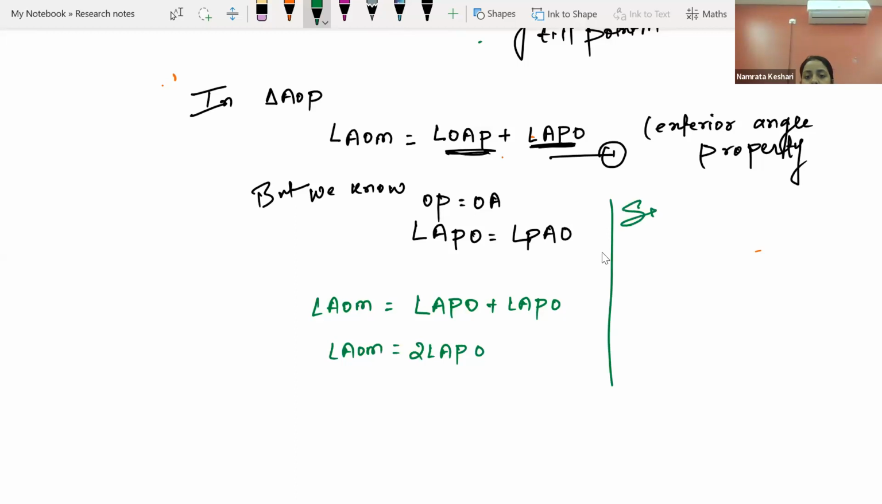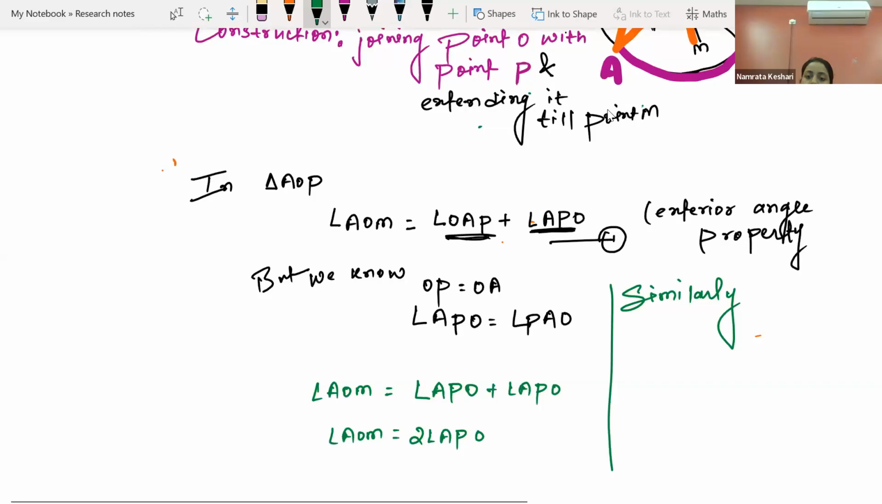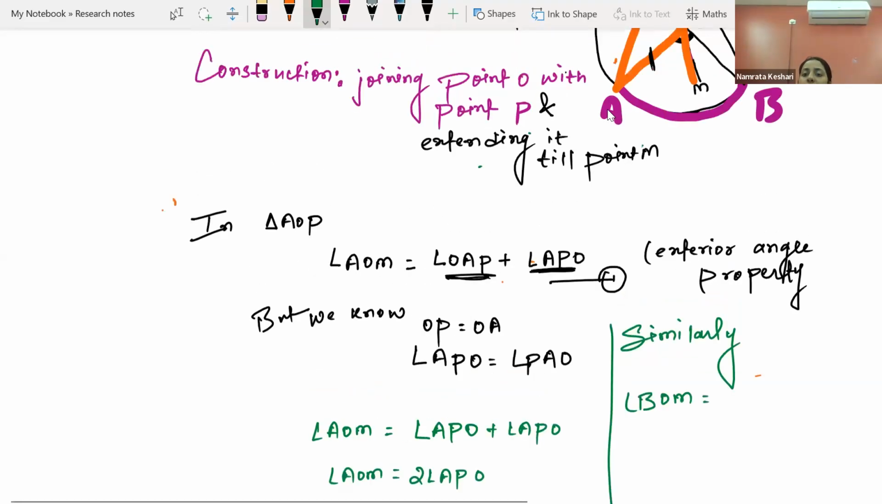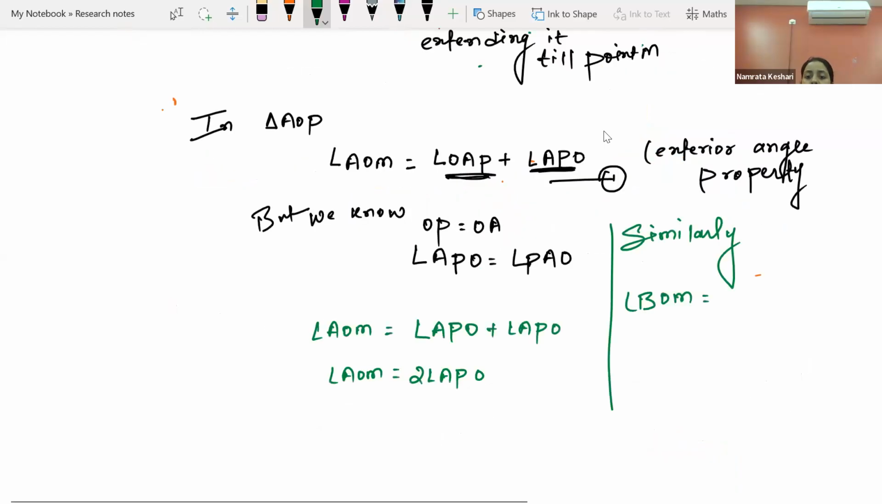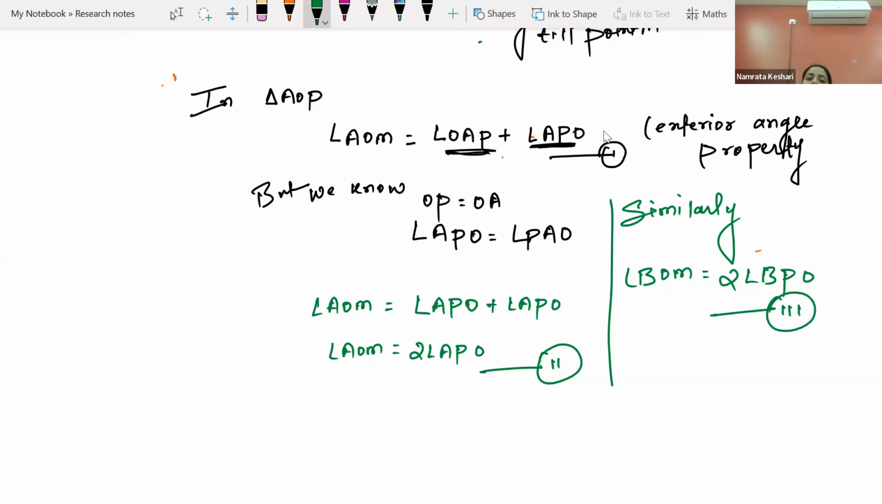Similarly, now we don't have to give that much brief. Directly we can write. This angle BOM is equal to 2 times of this one, right? Because the other triangle is exactly the same, right? BPO, can we write it like this? Now we just need to join these 2 and 3.